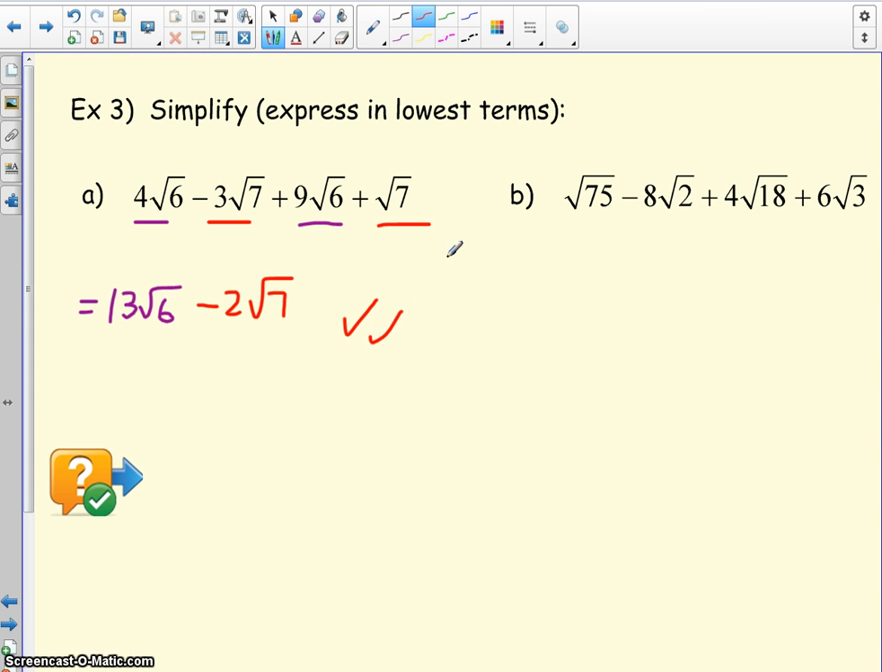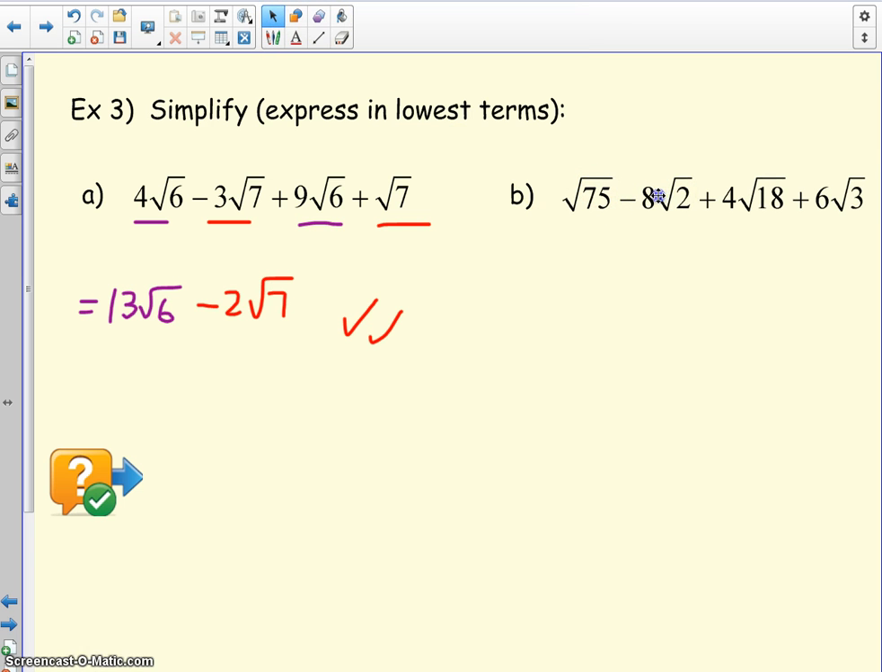So if you look at part B, at first glance, there actually is nothing we can do because every value in the square root is different from each other. You've got root 75, root 2, root 18, root 3. None of them are, quote-unquote, like. It's not the same value in the square root, so we can't combine anything. However, if you take a second look, we can actually simplify some of these.